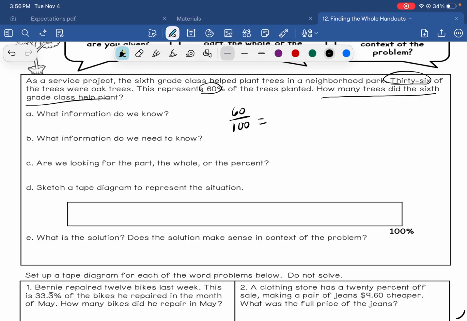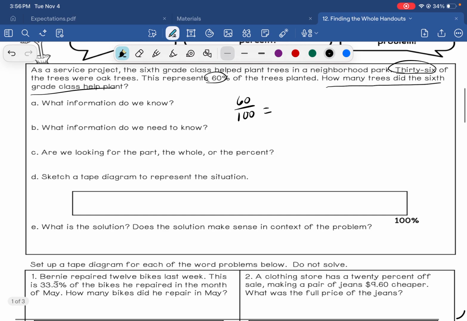Now we know that 36 of the trees were oak trees, and the question is asking how many total trees they planted. So the other ratio is going to be 36 over x. 36 is representing our part, and x would be our total. So if we do 36 divided by 60, let's draw my arrow. 36 divided by 60 is 0.6.